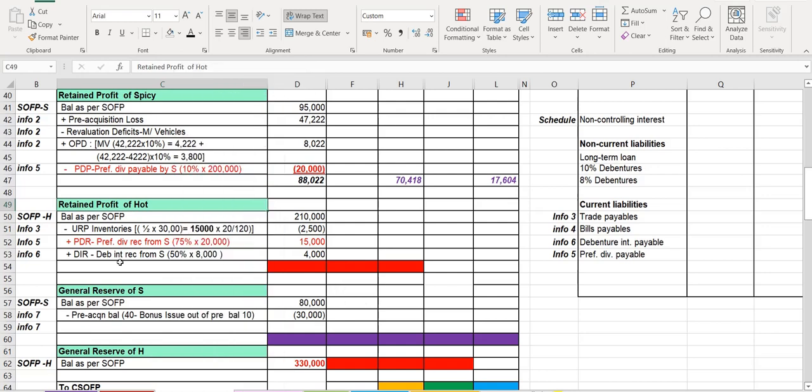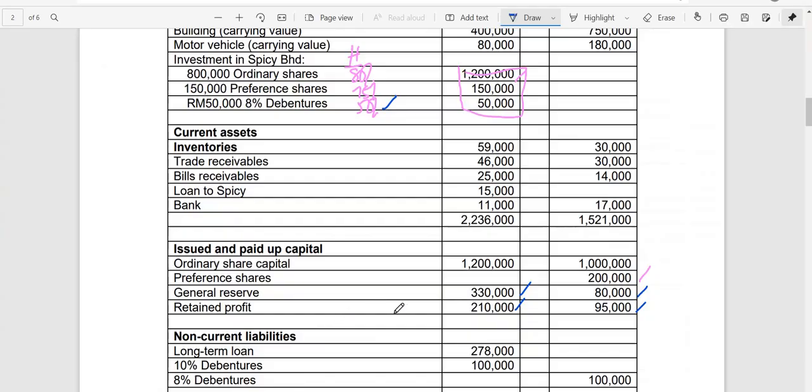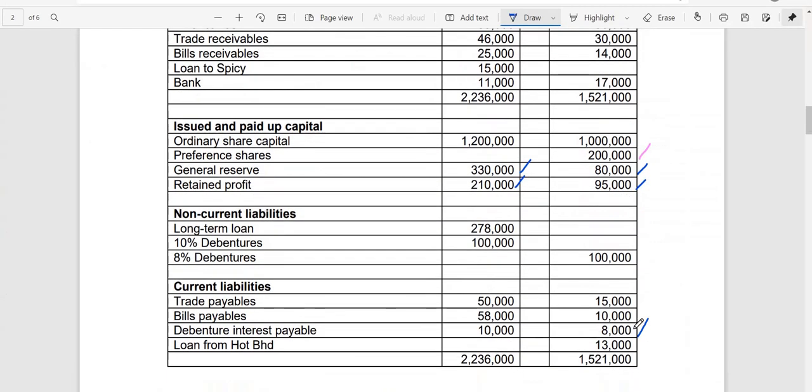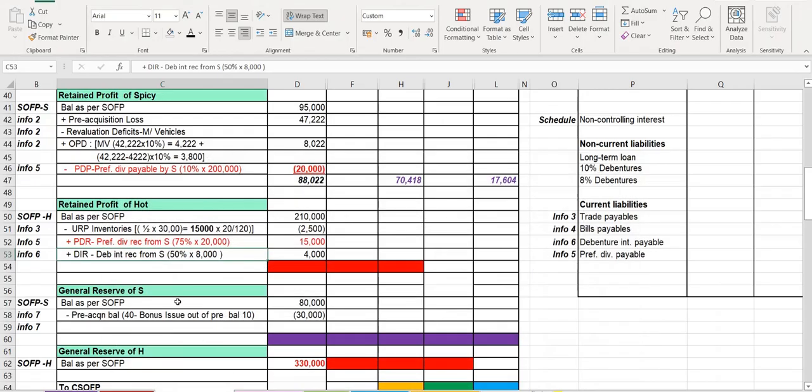Okay, this is the one here. So you will record the debenture interest receivable from Spicy. Remember, in the consolidated statement of financial position given here, it was 8,000. So you should take 50%, since you acquired 50% of the debenture. So that would be 50% times 8,000, you have 4,000.